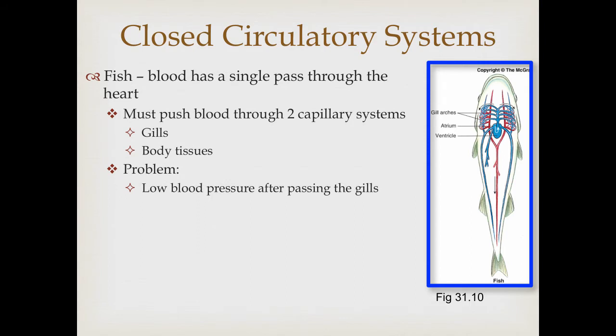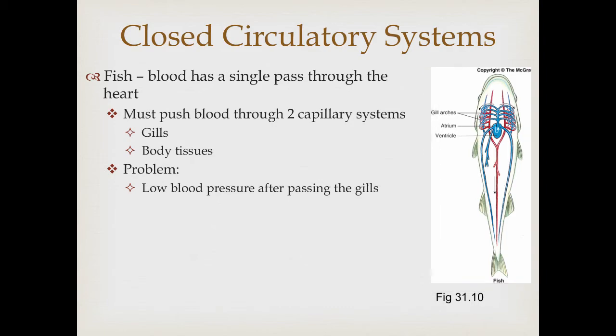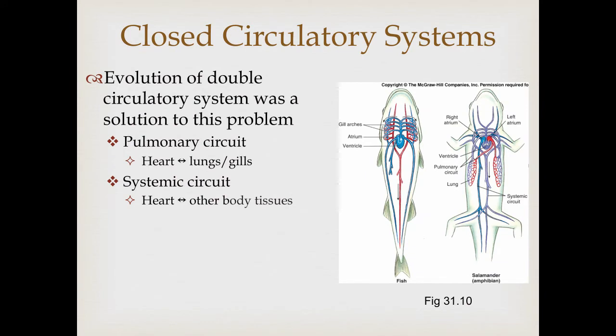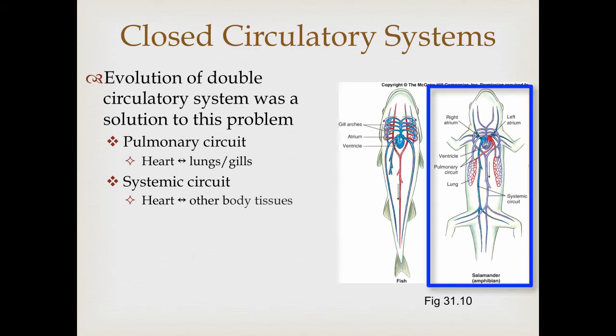So the problem with this system is low blood pressure after the blood passes through the gills. It works okay, but it's not the most efficient system for delivery of the nutrients to the body's cells. Now, one of the fish lineages that we're going to cover later on in this semester has evolved a double circulatory system to deal with this issue, and this has been inherited by all the terrestrial vertebrates, including the amphibian as shown here. The double circulatory system solves the problem of the blood pressure being too low going to the body.